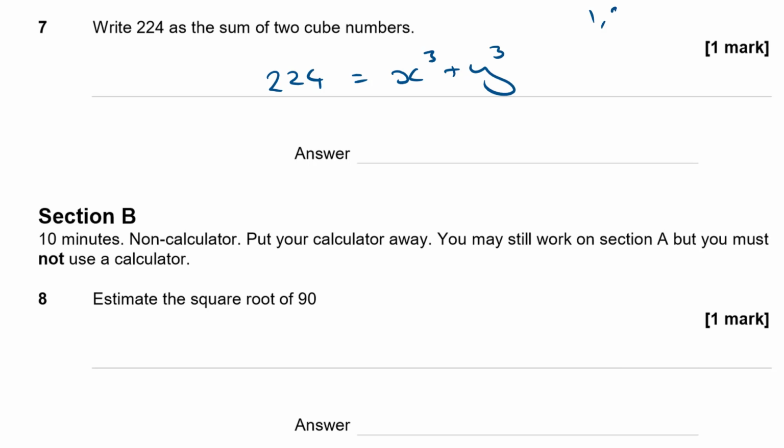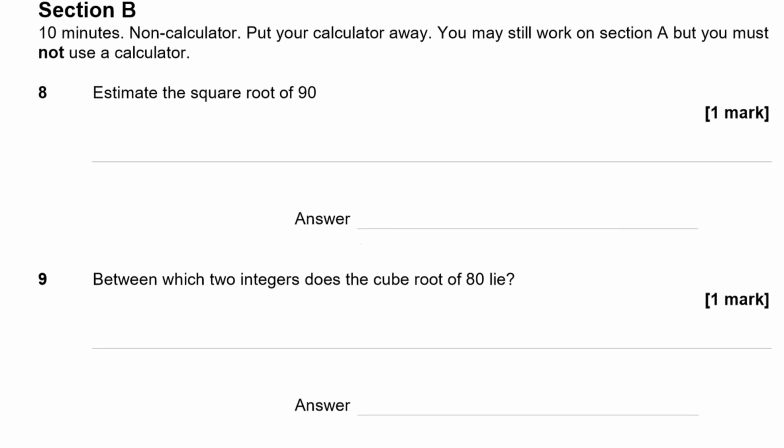Cube numbers are 1, 8, 27, 4 cubed is 64, 5 cubed is 125. The next one is going to be 6 cubed, 6 cubed is 216. So it's going to have to be 216 and something, isn't it? 216 and 9. Sorry, 216 and 8. So it's going to be 2 cubed, which gives me the 8, and the 6 cubed, isn't it? 2 cubed plus 6 cubed is 224. Excellent.